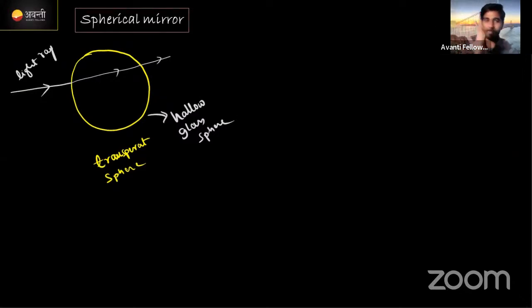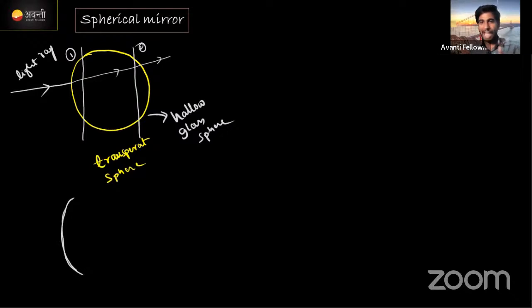Suppose, listen here, this is a spherical sphere. Now what I will do is cut a portion of the sphere. I will cut it into two portions. Let me take the first portion. Look here, this is the first portion.